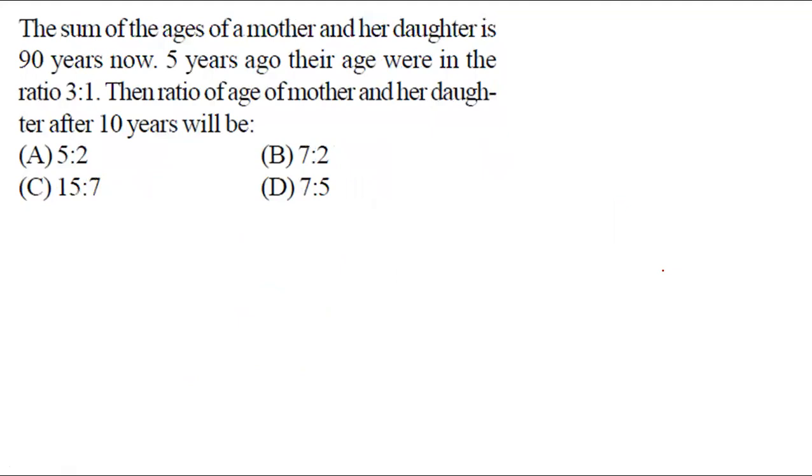The sum of the ages of a mother and her daughter is 90 years now. 5 years ago, their ages were in the ratio 3:2. Obviously, 5 years ago, the total age was 80, since both of them are minus 5, meaning minus 10. 3:2 means mother is 60, daughter is 20.